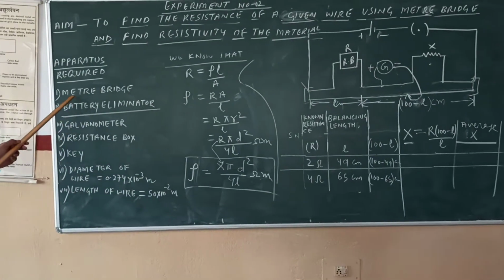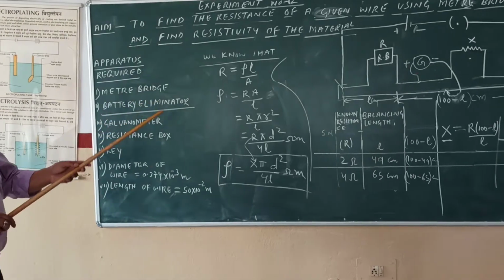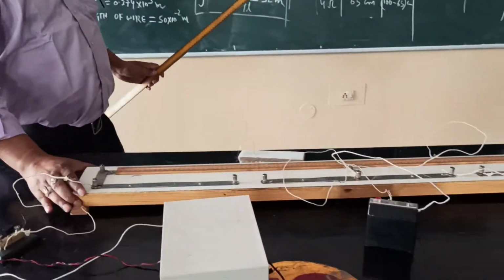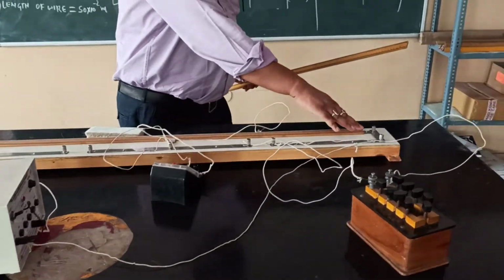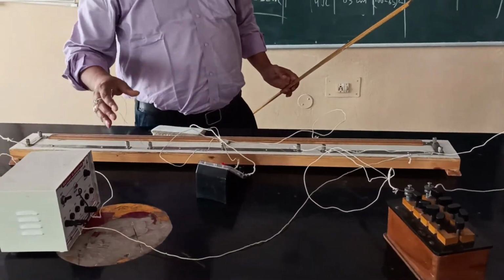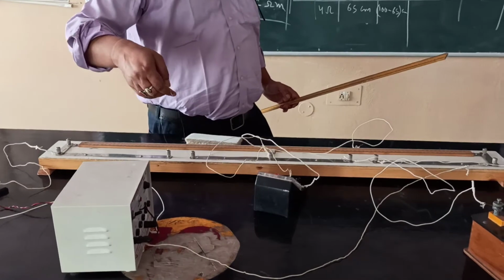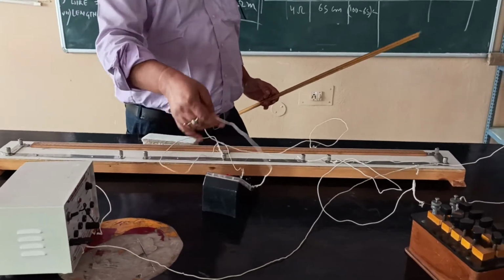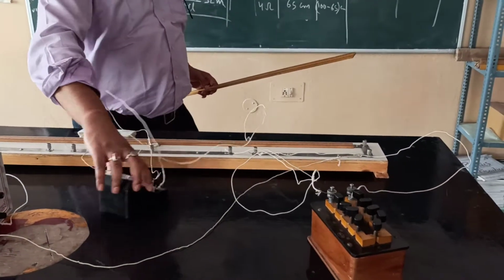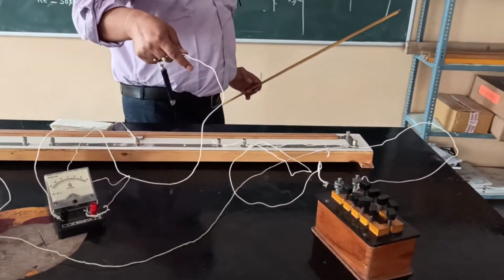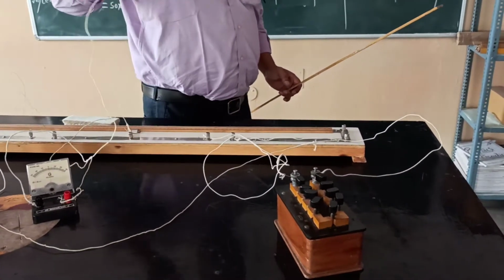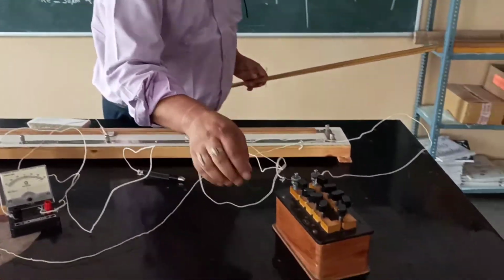Apparatus required for this meter bridge experiment. This is our meter bridge on which a scale of 100 centimeter is inbuilt. This is our resistance wire. The white wire is the connecting wires. This is the galvanometer. This is the jockey, and this is the shunt.